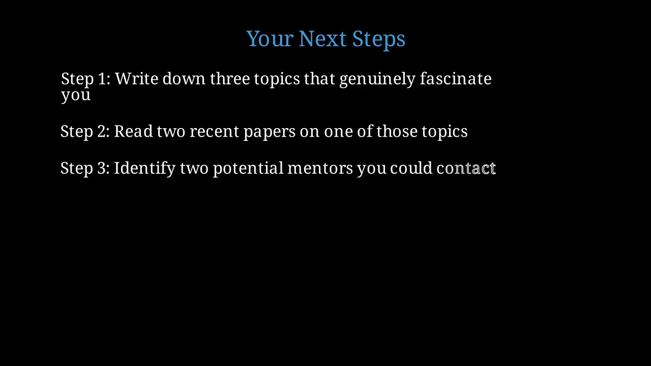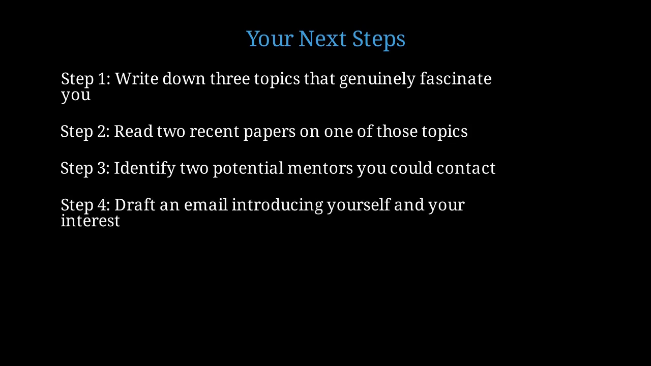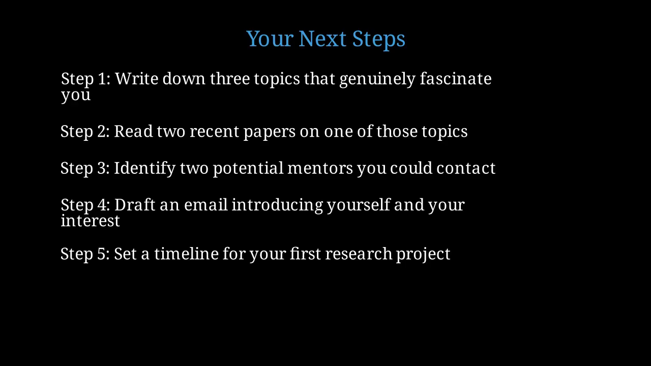Step 3. Identify 2 potential mentors. Look at your school's science teachers, professors at nearby universities, or professionals in that field. Research their work so you can write a personalized email. Step 4. Draft an email introducing yourself. Include what fascinates you about their work, what relevant experience or skills you have, and what you're hoping to learn. Step 5. Set a realistic timeline. If it's 9th grade, plan to start serious research by 10th grade. If it's 11th grade, you need to move faster, but it's not too late.